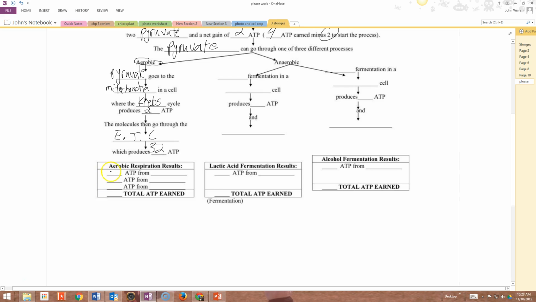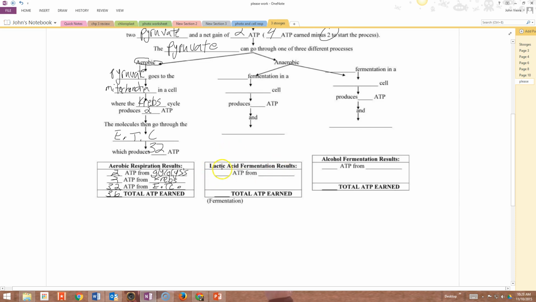So we got 2 molecules of ATP from the first process, which is glycolysis. We got 2 molecules from the what? The Krebs cycle. And then we have 32 from the what? ETC. For a total of, hopefully we can, 2 plus 2 plus 32, right?